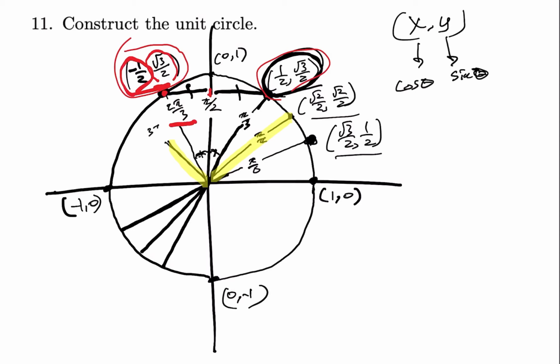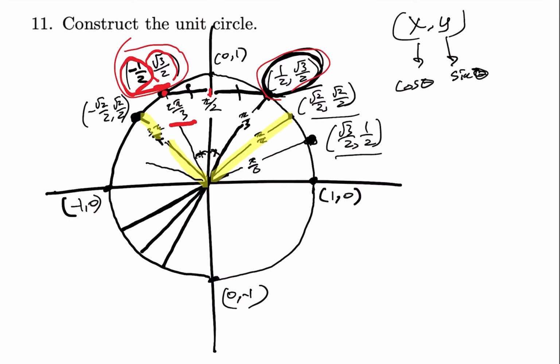So we have this point. Now this point is symmetric to this one right here. So again, the height stays the same, but the x value is negative. Like this. So now we can evaluate sine of 3 pi over 4 and cosine of 3 pi over 4. See the pattern, right? So same here.